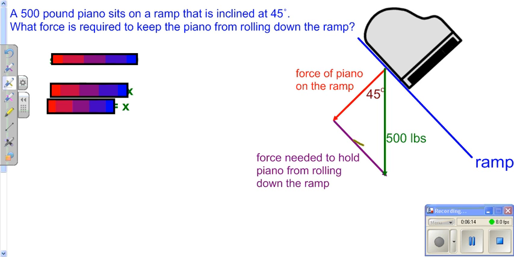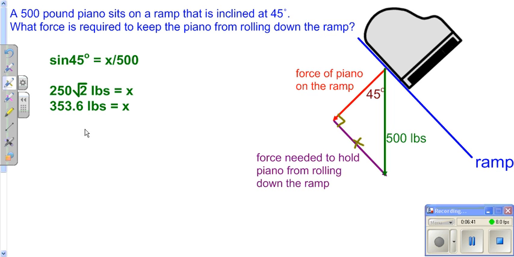If we're looking for this side here and we have a right triangle, all we have to do is use our sine. So the sine of 45 is equal to opposite over hypotenuse. Multiply both sides by your 500, and you get 500 root 2 over 2, because you should remember the sine of 45 is the square root of 2 over 2. The approximation then is 353.6 pounds to keep the piano from rolling down the ramp.